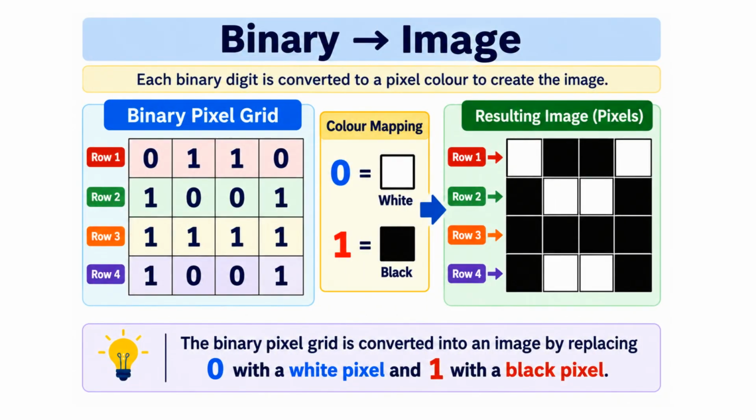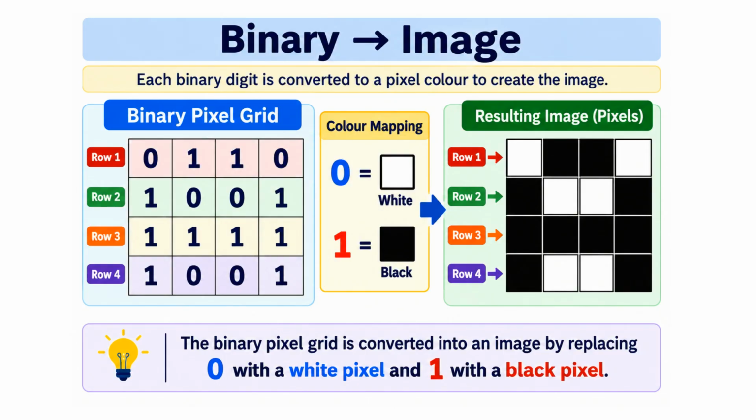Now, let's see how a binary pixel grid can be converted back into an image. In this example, we use a simple color mapping. 0 represents a white pixel, and 1 represents a black pixel. The computer reads the binary values row by row. In the first row, we have 0, 1, 1, 0. So this becomes white, black, black, white.